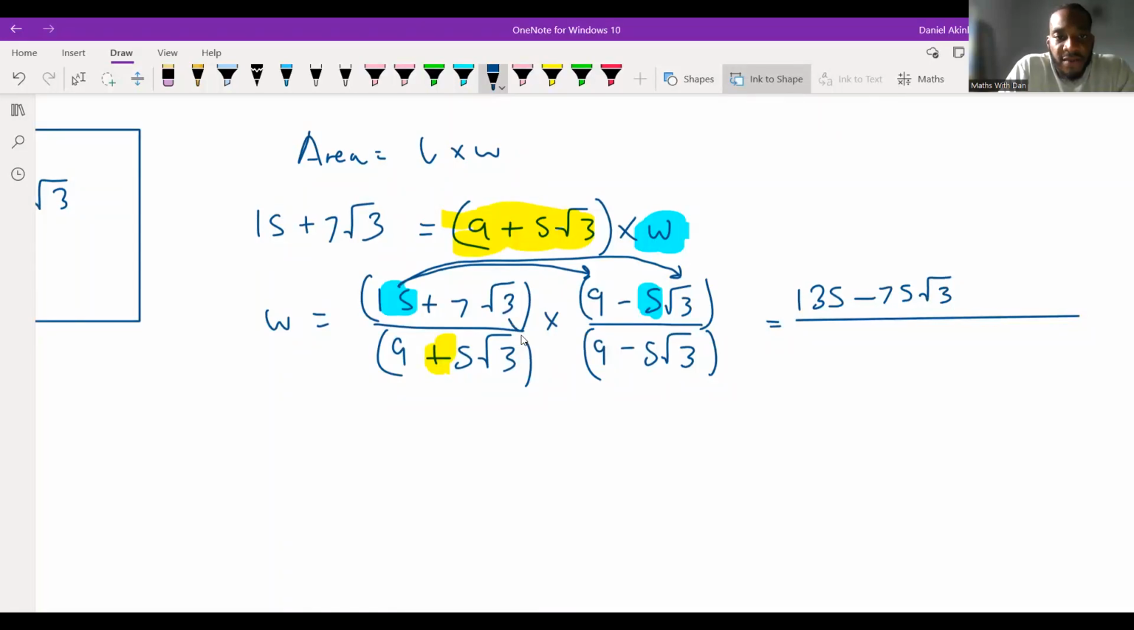And then this one here, we've got 7 root 3 times 9. 7 times 9 is 63. So we're going to have a plus 63, and then we're going to have root 3 here.